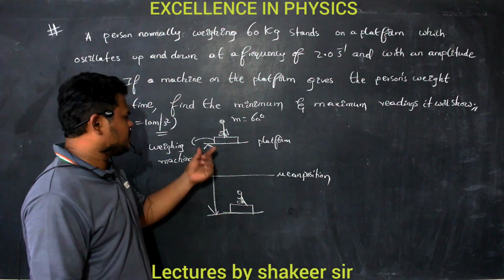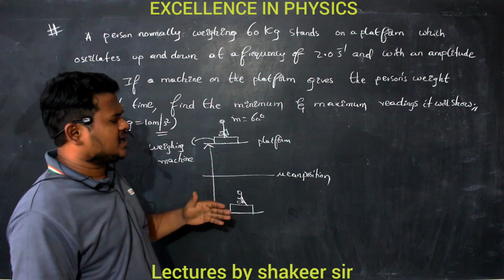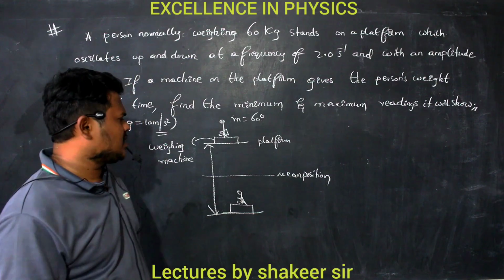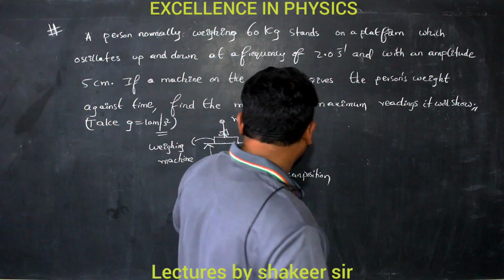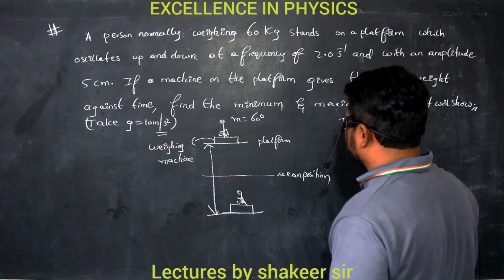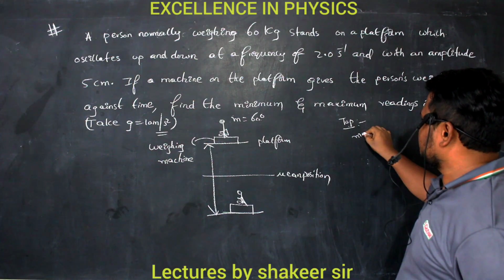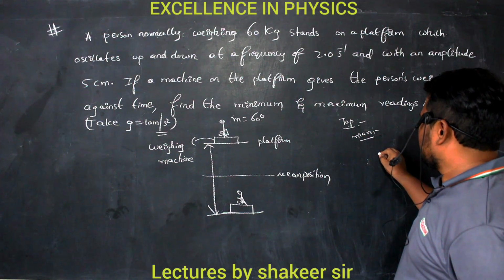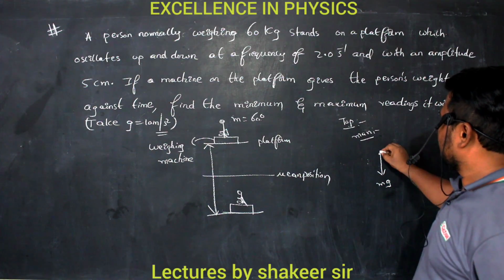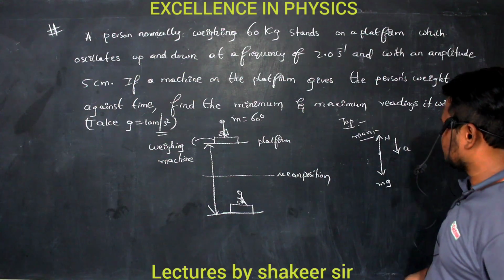So therefore this man is also accelerated downwards with an acceleration of a, and that acceleration will be maximum only at the extreme position, which we have already studied. Clear? So here at the topmost position, I am now drawing the free body diagram of the man. On this man, his weight mg is acting downwards, and normal reaction is acting upwards, and the man is accelerating downwards with an acceleration of a.